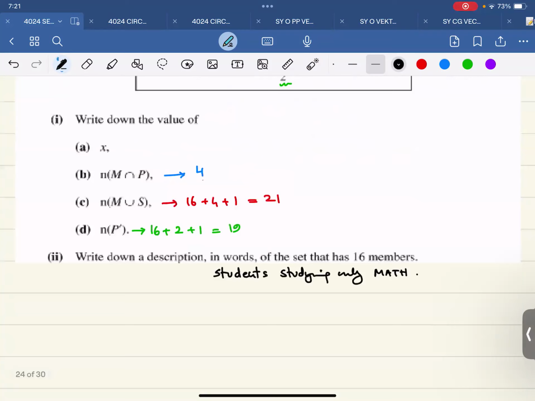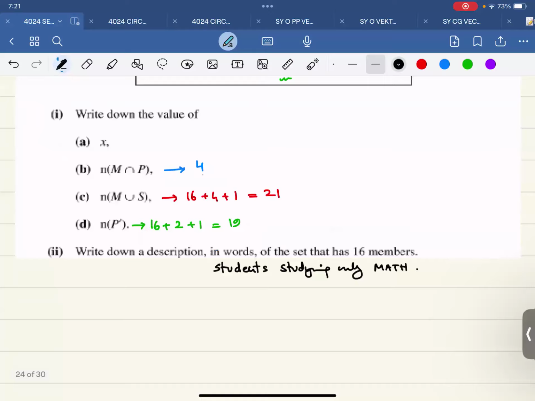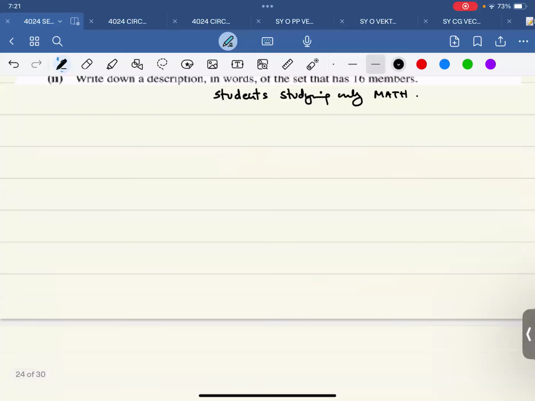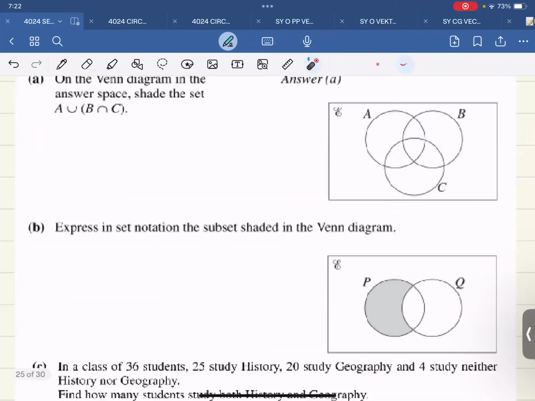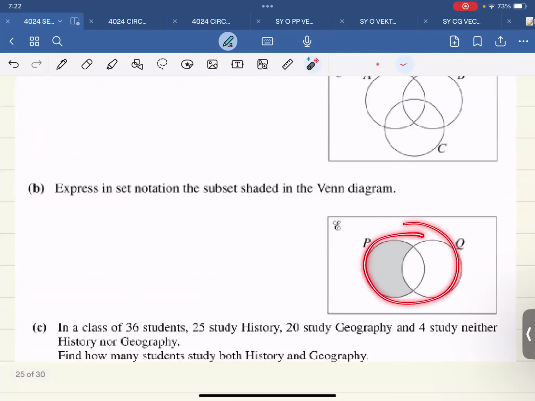Let's move on. Let's look at this question. The question says, on the Venn diagram in the answer space, shade the set. So the first part is about shading. The second one, it's already shaded. Write what it represents. And the third part is like the questions that we did. So I'll pause the recording over here so you can try out this particular question.